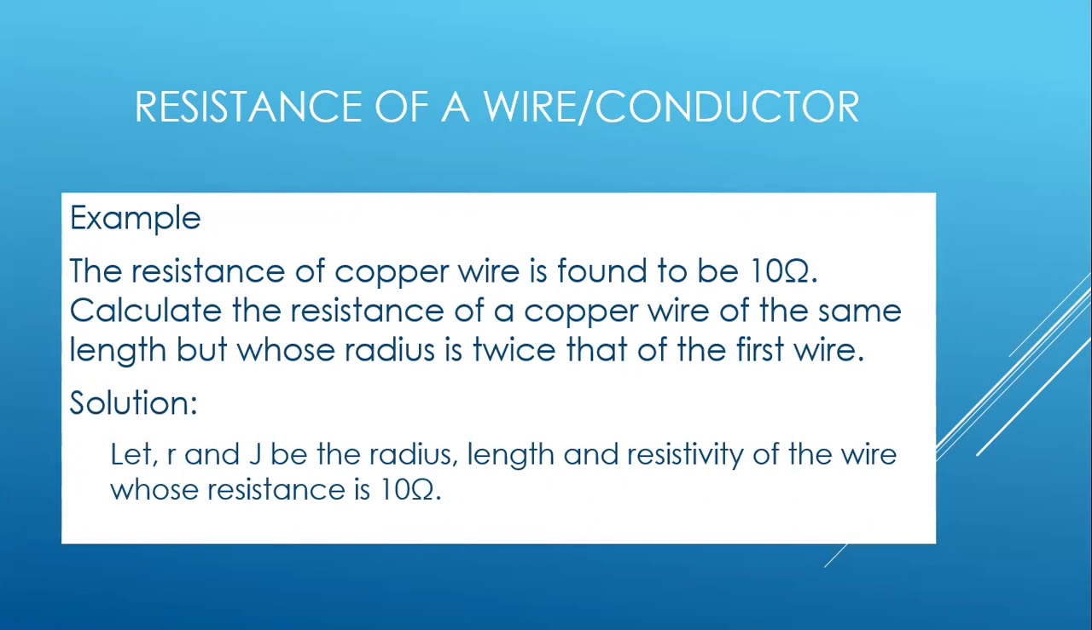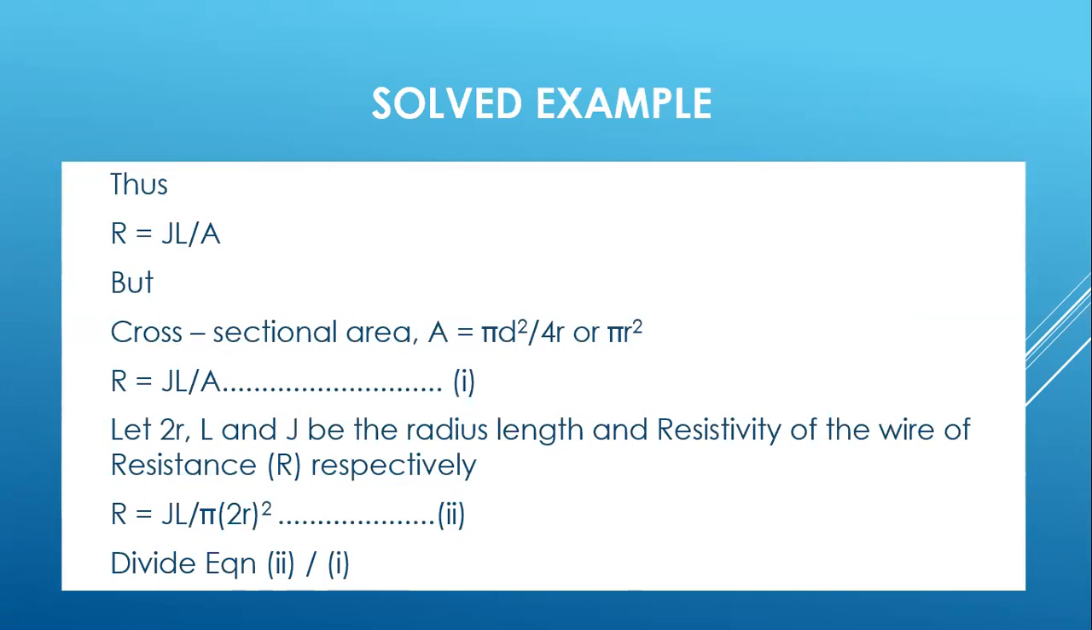Now let's see an example related to what we've discussed. The resistance of a copper wire is found to be 10 ohms. We are required to calculate the resistance of a copper wire of the same length, but whose radius is twice that of the first wire. So, solution: we let r, L, and rho be the radius, length, and resistivity of the wire whose resistance is 10 ohms. Now R will be equal to rho times L upon A.